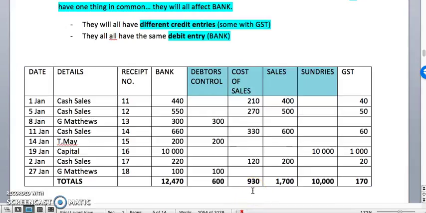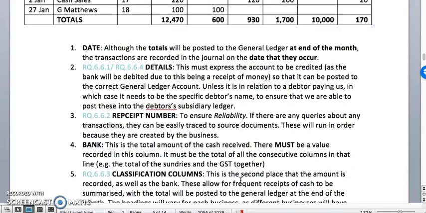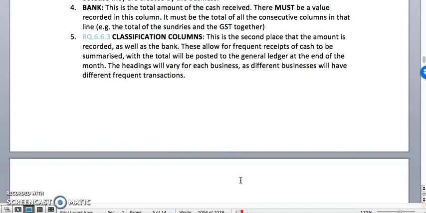But this does not have an effect on the bank at all. Cost of sales is increased and stock control is decreased. So this is part of our full sales transaction, which will be down below. But all of these classification columns will not add together to equal the bank. You must take out cost of sales because this column doesn't affect the bank at all. So this is all here.